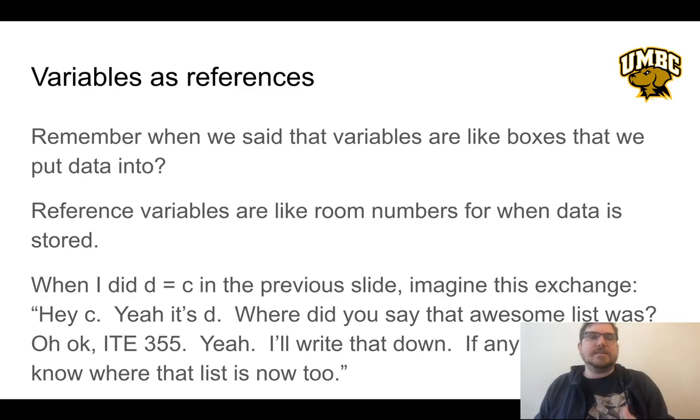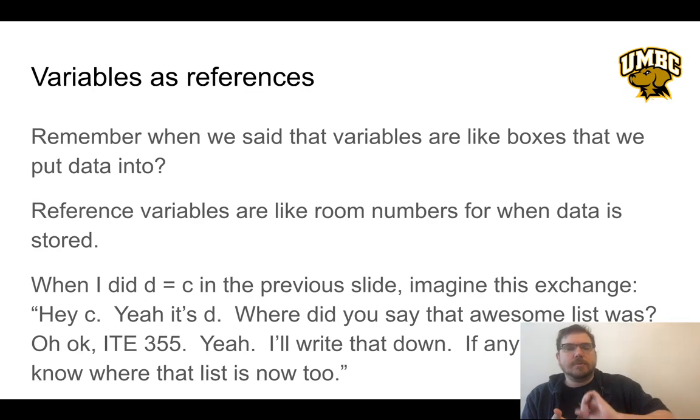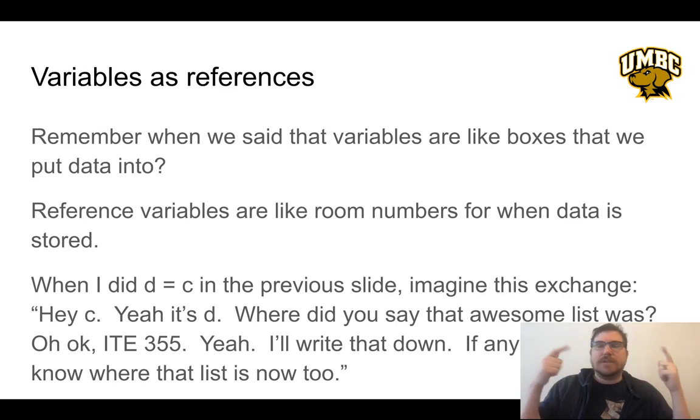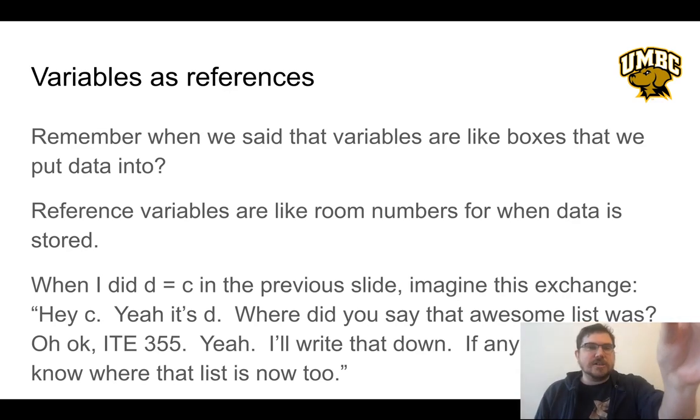So another way to think about this is that the variables that hold mutable data are references. They're like having an address to someplace, right? So when I did D equals C in this previous slide, what I was essentially saying is, hey, C, you have a lovely list there, or you have the address of a lovely list. I would also like to know where that list is so that I can perform operations on it or check it out. So where did you say that was? And then C says, oh, you get a reference to it. Okay, I have a location for that list, I'm going to write that down. Now we both know where the same list is, and if any changes are made to it, we both see it.